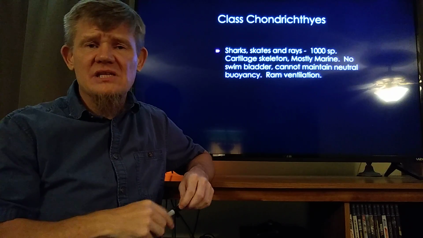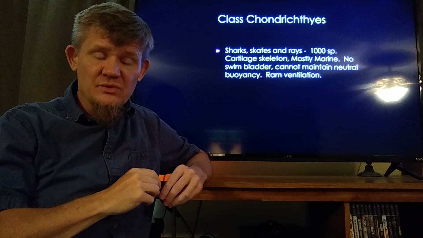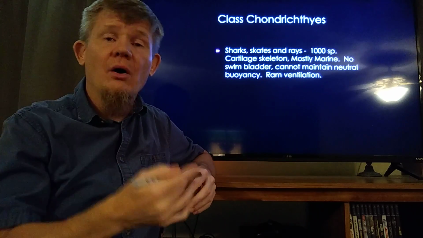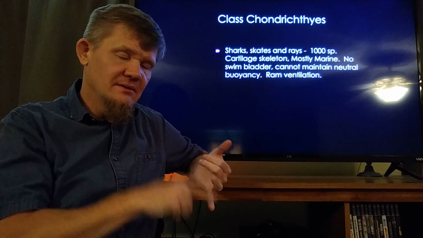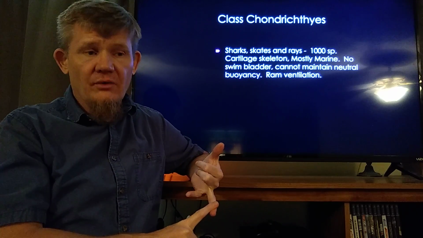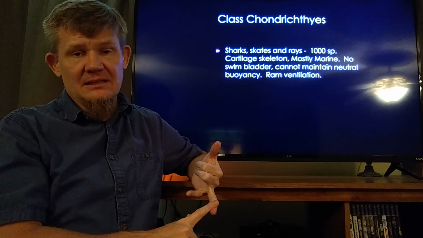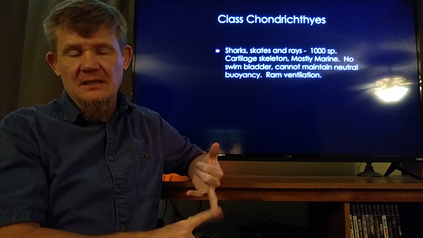They have a cartilaginous skeleton. And when we talked about the vertebrates, we said, look, most vertebrates have bone. Agnathans don't have bone. They have a cartilage skeleton. Chondrichthyans don't have a bone skeleton. They have a cartilaginous skeleton.